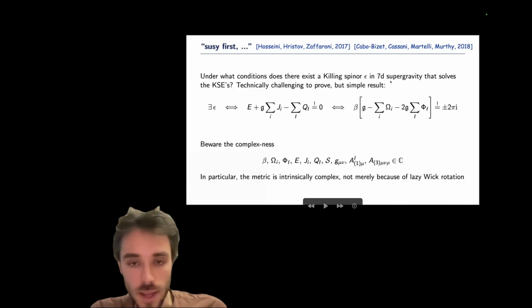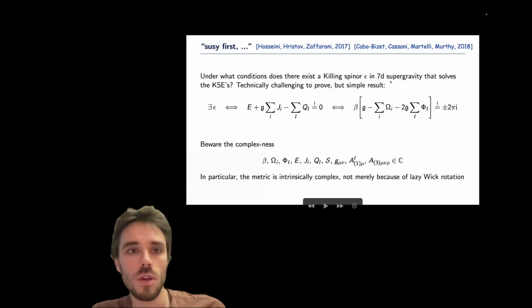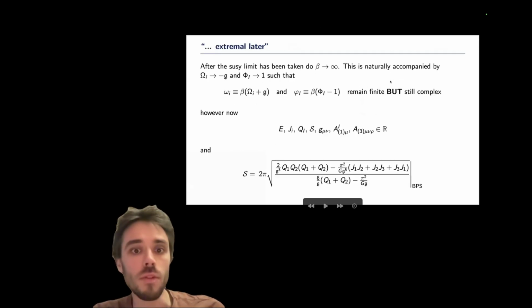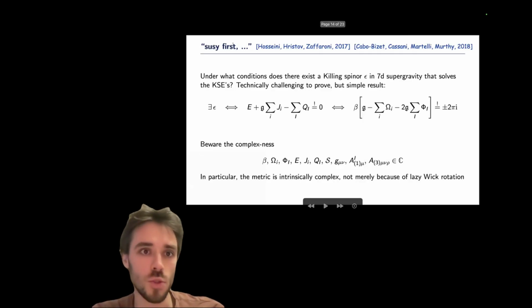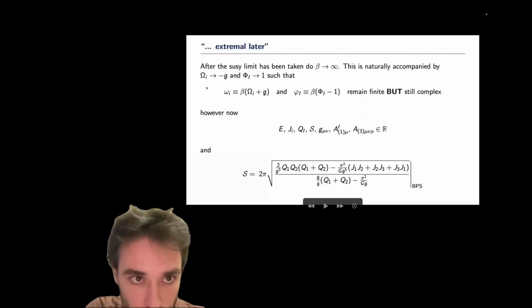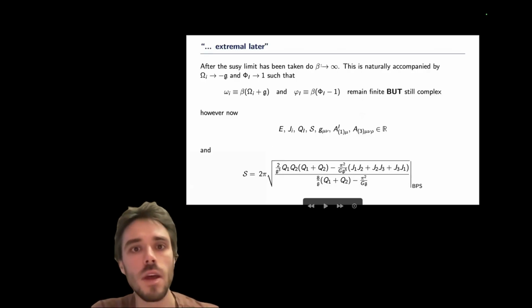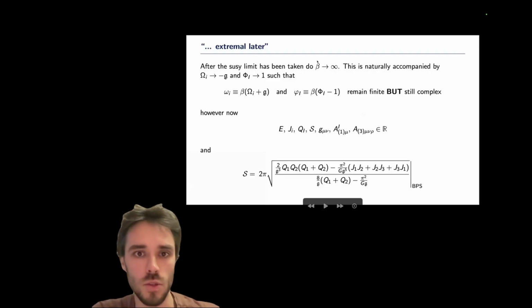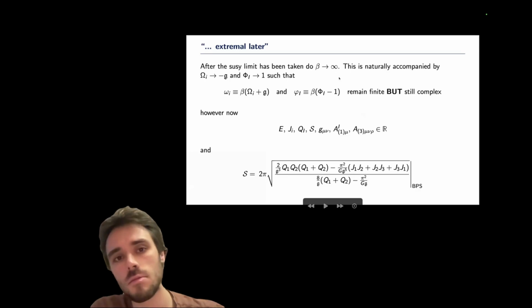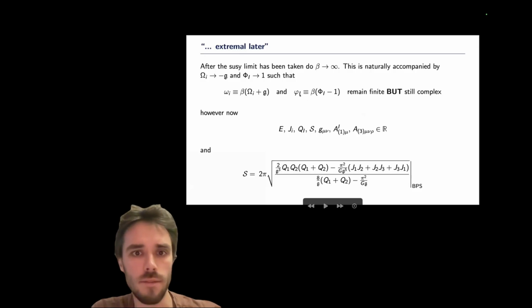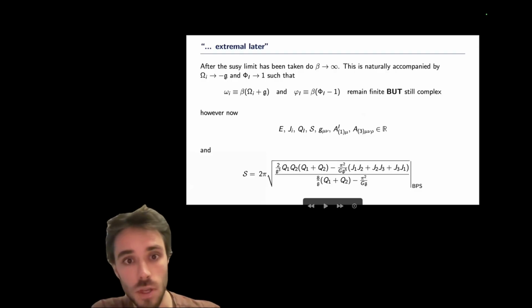But this solution is useful because now you can carry on with it, and you can take the extremal limit. So that's the slogan: SUSY first, extremal later. You've done the SUSY limit, and now you can safely drive beta to infinity. That is, drive your temperature to zero, and this is happening in such a way that these combinations, omega and varphi, that we introduced remain finite. But they're still complex. That's important to keep in mind.